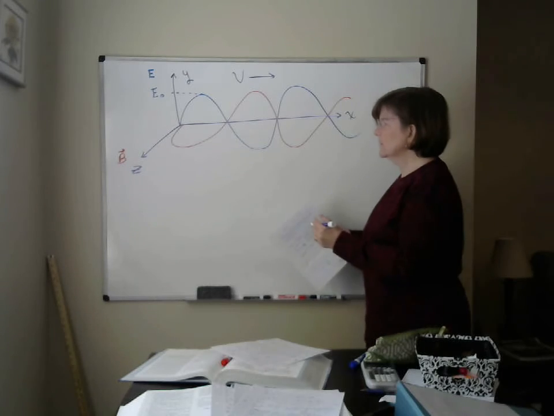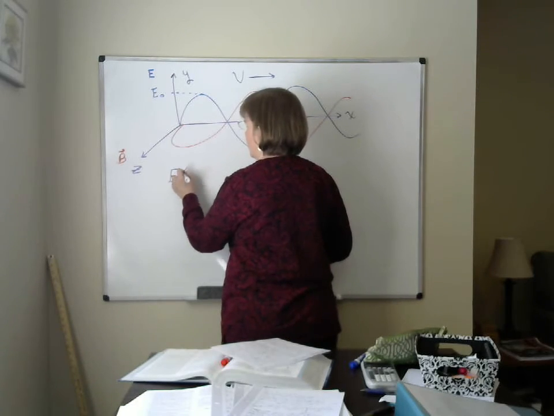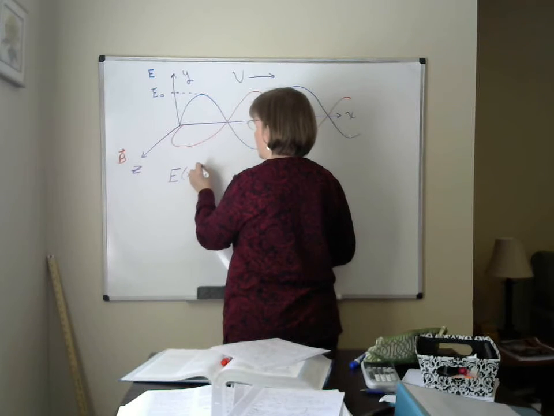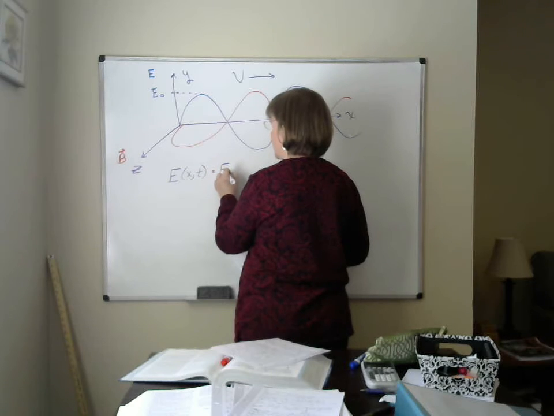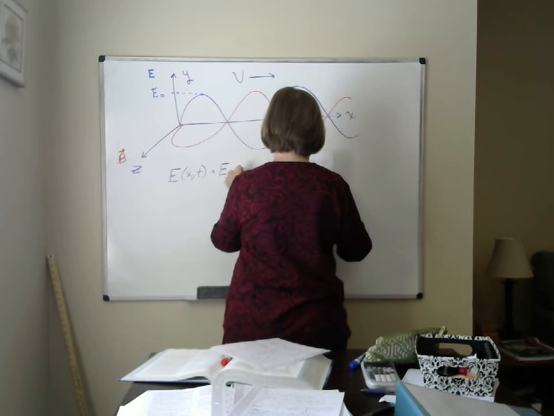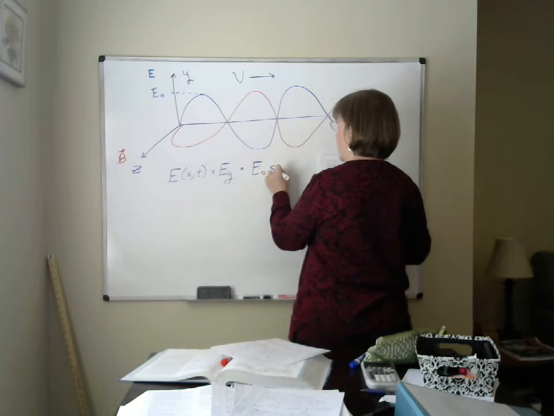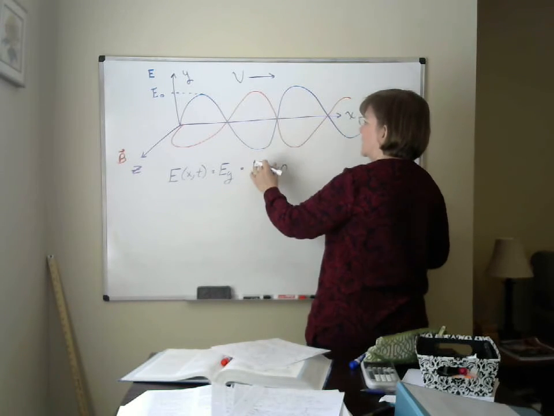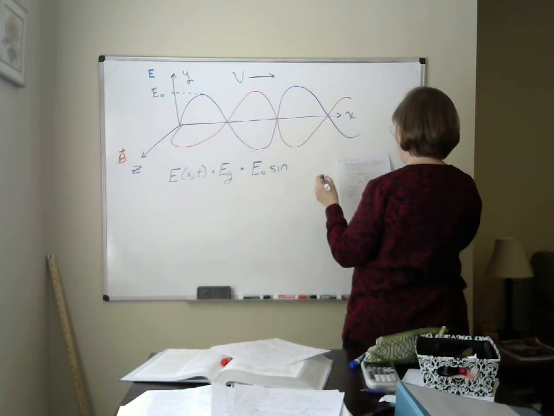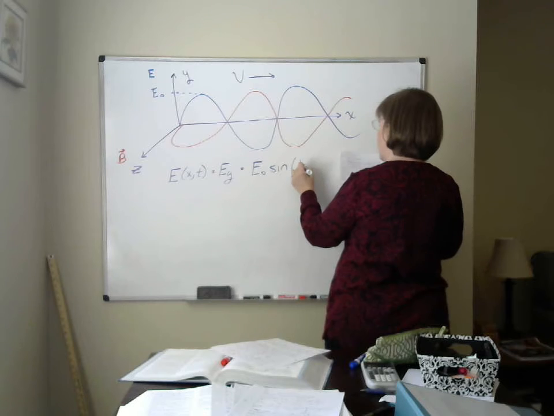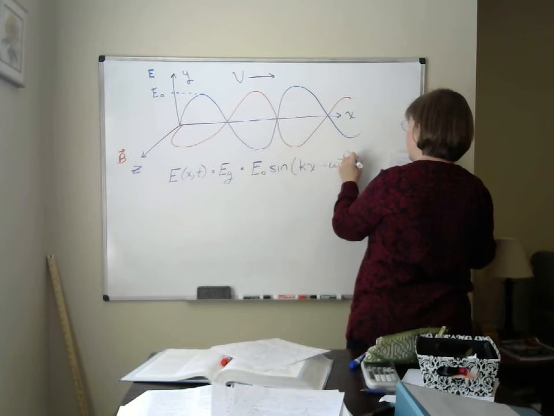The electric field can be represented, or the displacement, as a function of both x and t. In this case, it's strictly in the y direction just because that's how I drew it. And it would equal E0 sine, you can tell we've drawn it as a sine wave. Maximum amplitude is E0. kx minus omega t.